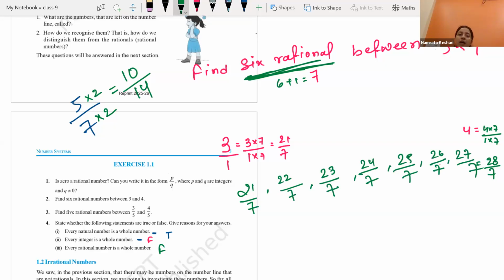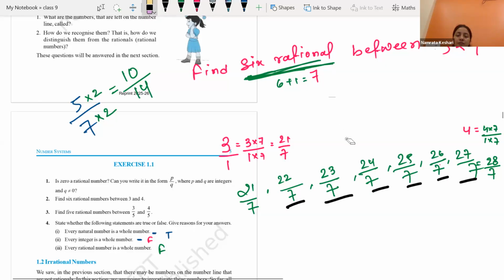If you want, you could have multiplied with 8 in numerator and denominator, 9, 10, your wish. But bare minimum, please try multiplying 7, because that way you will be getting 1, 2, 3, 4, 5, 6 rational. If you would have multiplied with 10 or maybe 20, so many rational numbers you would have easily written. Making sense?